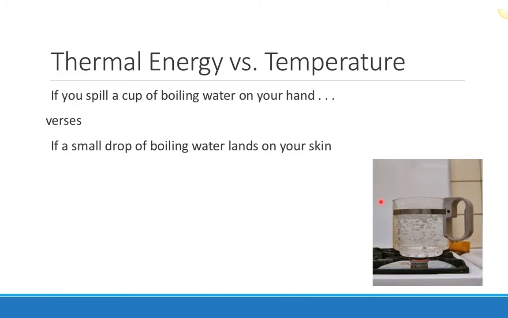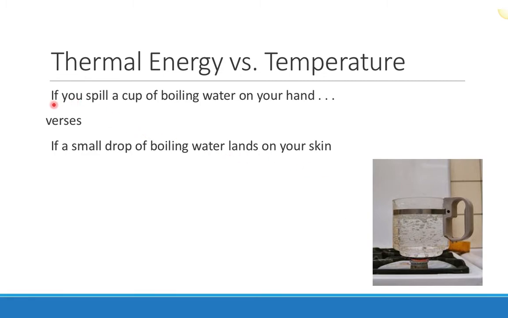So we could think about the fact that there is a difference between thermal energy and temperature. This is kind of a weird example, but it does kind of make sense, I think, once we talk about it. So we've got this boiling water here. Suppose you were to spill a cup of boiling water on your hand. So maybe you were making a cup of tea, and you poured this boiling water into your cup, but then your cup tipped over and it spilled on your hand. Obviously, that boiling water would burn your hand, and it could burn your hand pretty severely.